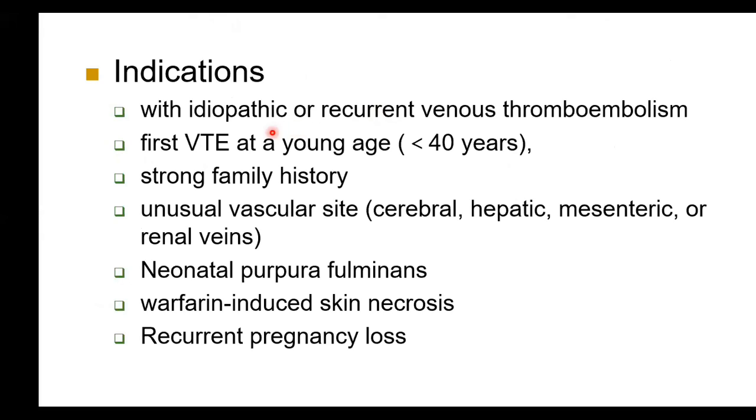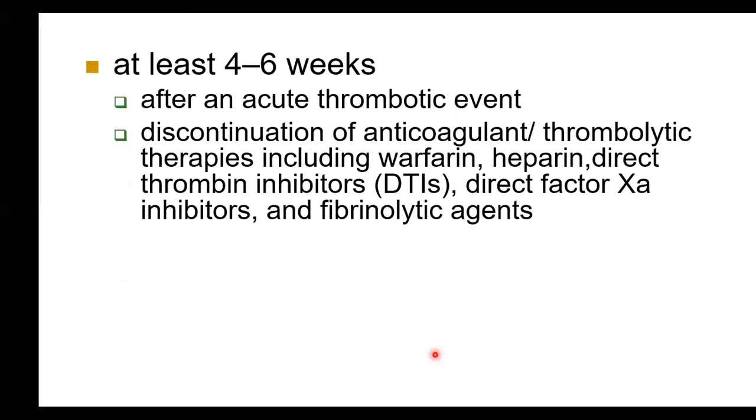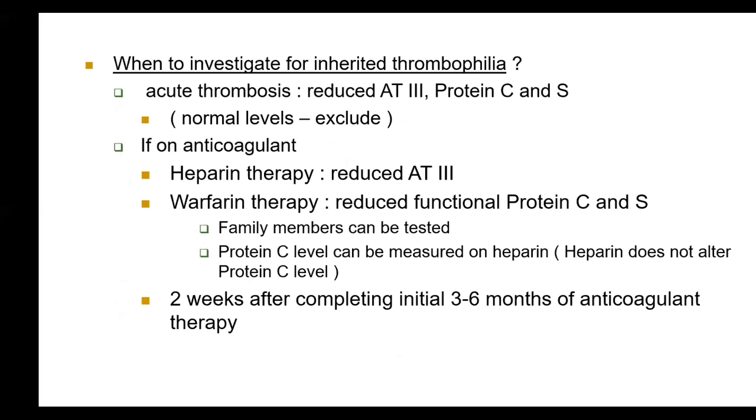So whom to test? This I've already discussed in the lupus anticoagulant part of my talk, but just to repeat it again: idiopathic or recurrent venous thromboembolism, especially in young age, strong family history, unusual sites, neonatal purpura fulminans, warfarin-induced skin necrosis, and recurrent pregnancy loss, especially in the third trimester. So at least 4 to 6 weeks should have passed after the acute thrombotic event and at least 2 weeks after discontinuation of anticoagulants when we should do thrombophilia testing.